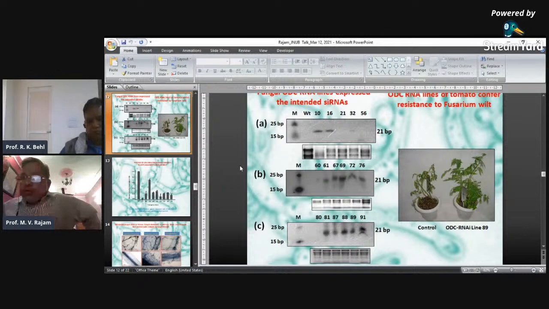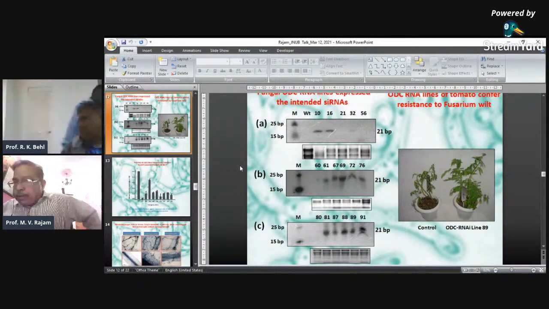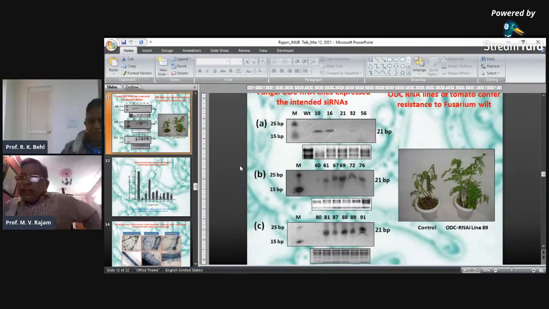And actually, we have used two different methods for infection assays. In the first case, we dipped the root system of control and also of different RNAi lines in a spore suspension of Fusarium oxysporum for about 20 or 25 minutes. After incubation, we established seedlings in pot condition. This is called the root dip method. As you can see, in the case of control, there are wilty symptoms after 10 days or so. But the different RNAi lines have shown different degrees of resistance against Fusarium wilt.